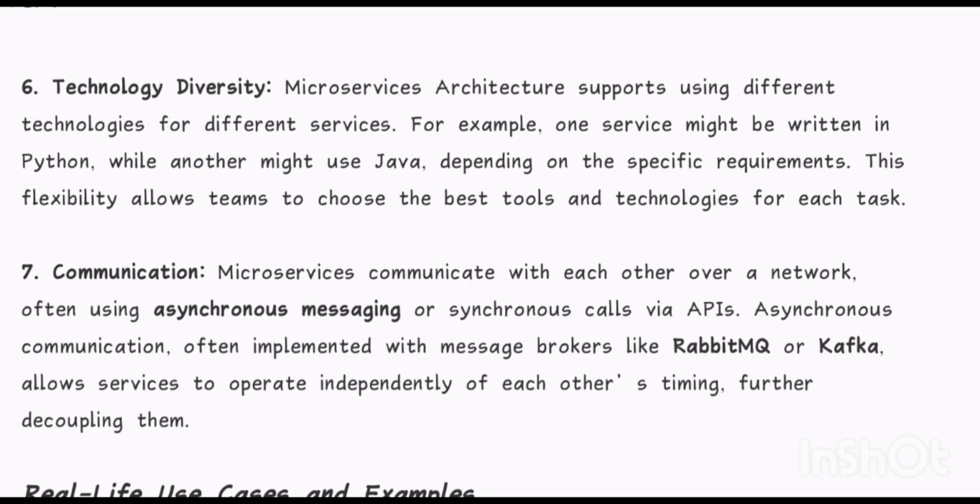6. Technology diversity. Microservices architecture supports using different technologies for different services. For example, one service might be written in Python, while another might use Java, depending on the specific requirements. This flexibility allows teams to choose the best tools and technologies for each task.